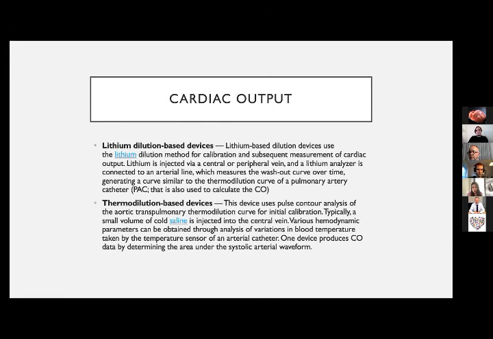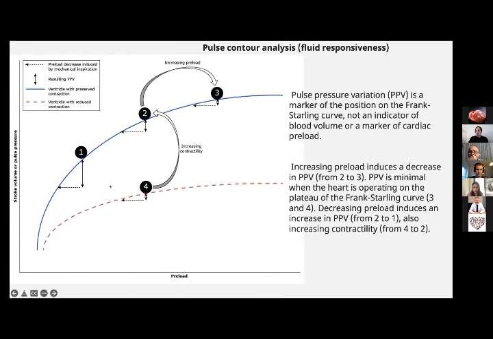Cardiac output, we traditionally do using the Fick cardiac output. You can also do thermodilution by using the lithium dilution devices, wherein you measure the washout curve over time, or by using cold saline, you're injecting into the central vein, and then you're analyzing variations in blood temperature with a temperature sensor that's there on the arterial catheter. So these are ways that you do monitor.